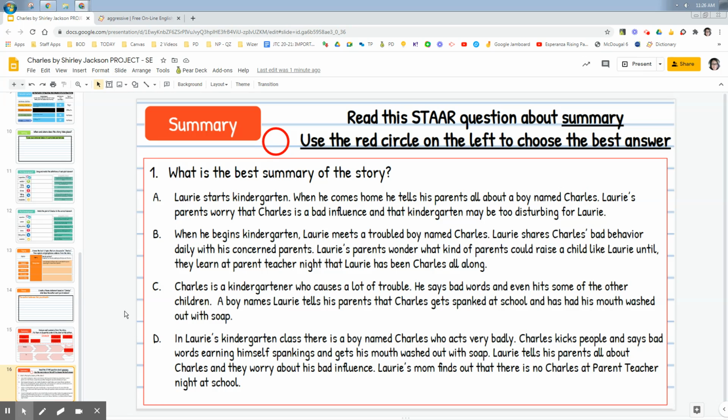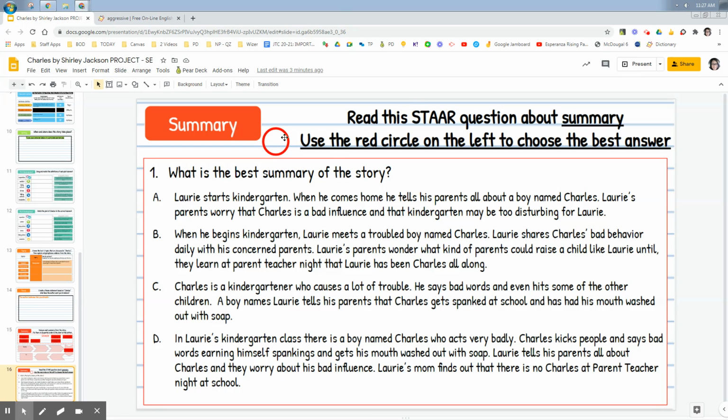And last one, D. In Lori's kindergarten class, there is a boy named Charles who acts very badly. Charles kicks people and says bad words, earning himself spankings and gets his mouth washed out with soap. Lori tells his parents all about Charles, and they worry about his bad influence. Lori's mom finds out that there is no Charles at parent-teacher night at school. Yes, no, or maybe.